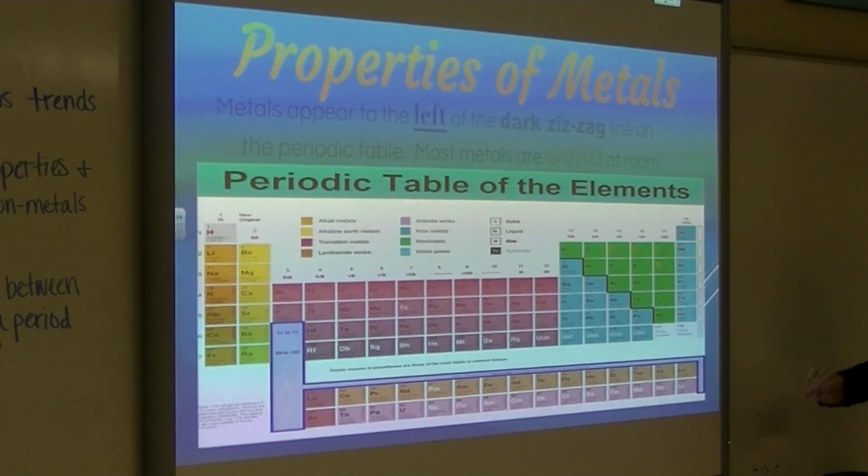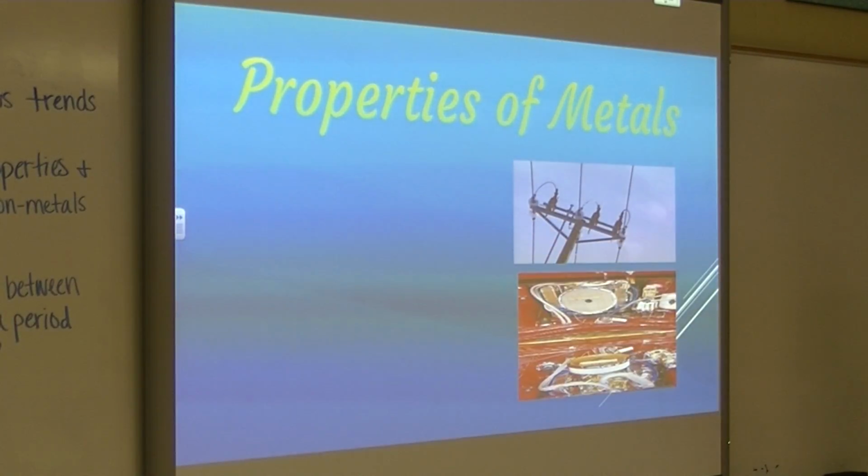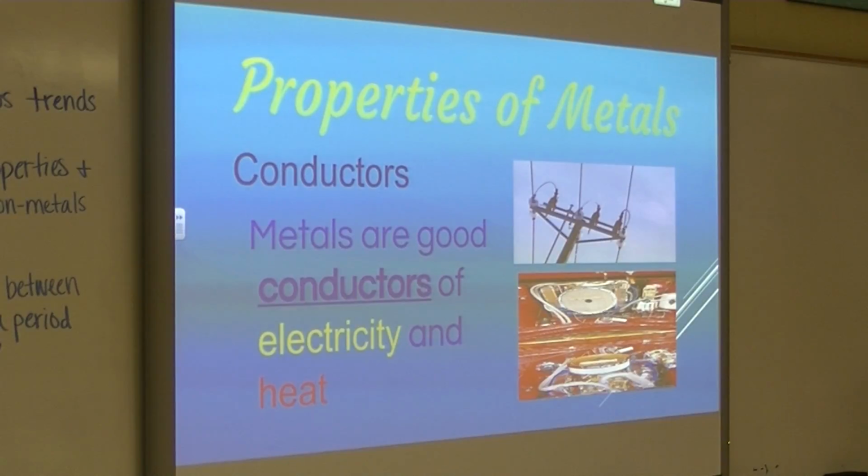And if you look on the back of your notes, you will notice I wrote these out for you already. Metals are typically solids at room temperature, and they are very good conductors, which means they can pass easily heat and electricity. Okay, so very good conductors of heat and electricity.